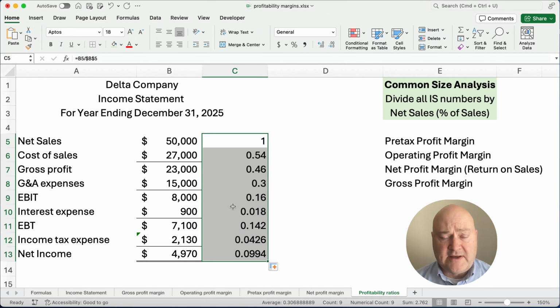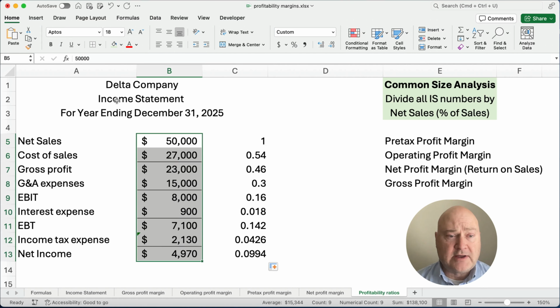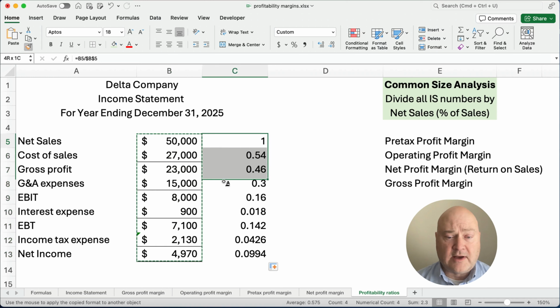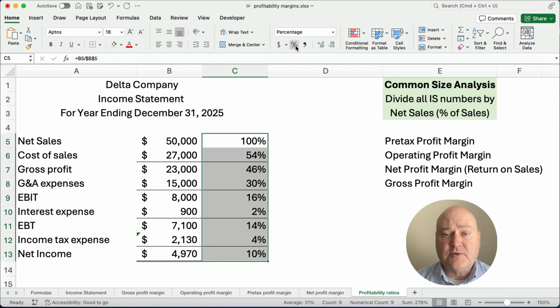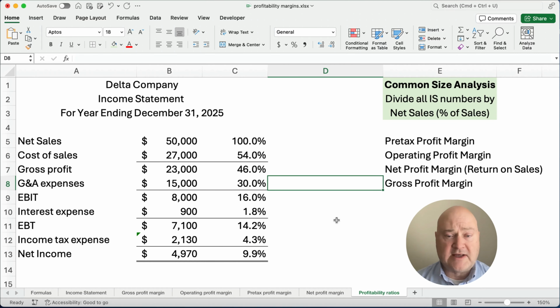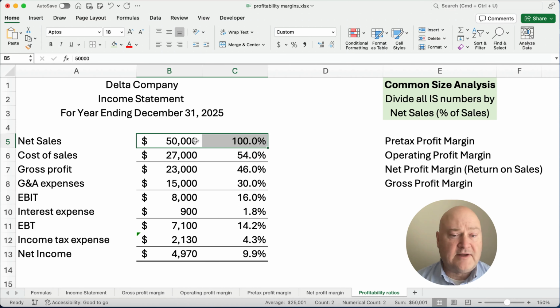And I'm going to format them for lines and for percentages. So let me do this really quickly. So here are the lines. I don't want them to be dollar amounts, so I'm going to change them to percentages and give myself 1 extra decimal place. So now 50,000 divided by 50,000 is 100%. Well, that's not very exciting.